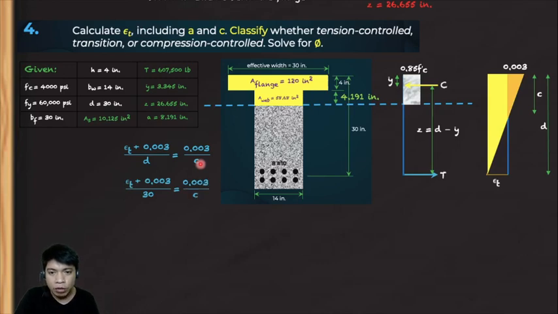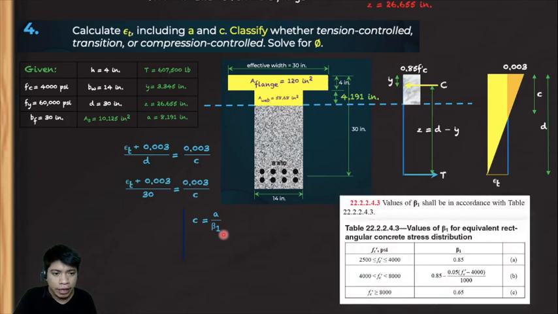Again, take note that D is already given, that is 30 inches. Now we can compute for C, that is equal to A over beta 1. Of course, A is already computed, that is 8.191. We now need the value of beta 1.